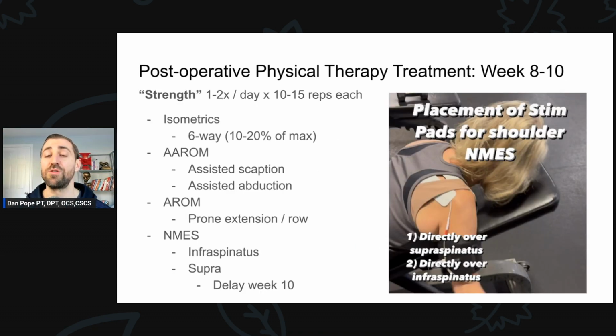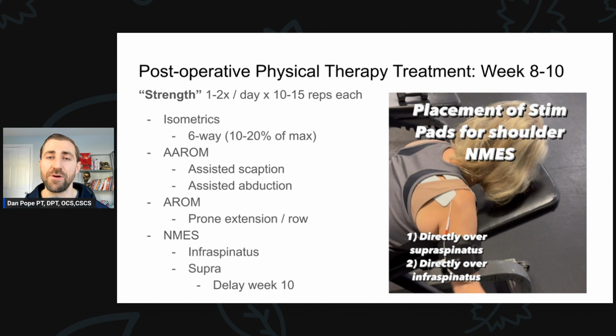So what did PT start to look like at week 8 through 10, right? Now I'm saying strength in quotes just because we weren't really doing any strengthening at this point. We're just very slowly incorporating a little bit more movement. I was doing these exercises 1, 2 times a day for about 10 to 15 repetitions. We're starting off with some basic isometrics, right? So 6-way isometrics, kind of working all sides of the shoulder: flexion, extension, internal rotation, abduction, adduction, and external rotation.